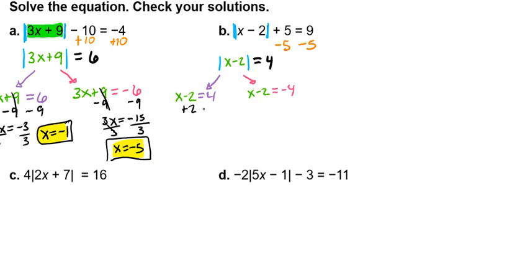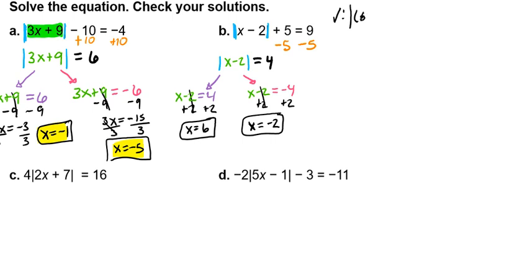So we're going to solve and get the x by itself and get x equals 6, and solve and get the x by itself and get x equals negative 2. And now we're just going to check those and see if we are correct. So we're going to go ahead and plug those values in and see if we get, in fact, a 9.